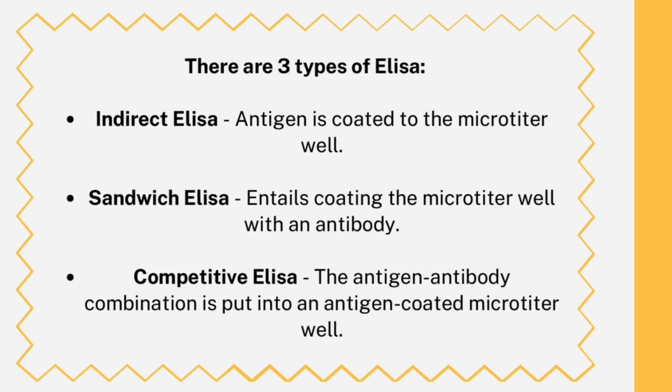Lastly is the competitive ELISA. The antigen-antibody combination is put into an antigen-coated microtiter well. It uses an inhibition antigen. By identifying interference in an anticipated signal output, it is used to determine the quantity of an antigen or antibody in a sample. In competitive immunoassays, the analyte is labeled, while in noncompetitive immunoassays, the reagent is labeled.